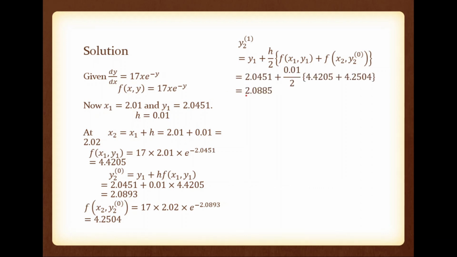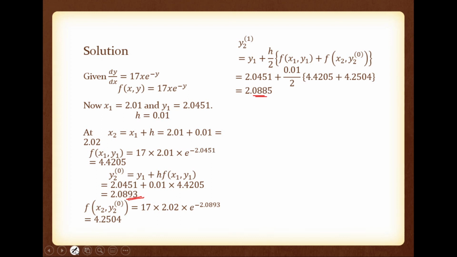So this is equal to 2.0451 plus 0.01 divided by 2 into 4.4205 plus 4.2505. So this is equal to 2.0885. y2 of 1 is equal to 2.0885. And we can see that the modified value of y2, that is this one, is not equal to the previous y2 value. So we have to continue it.